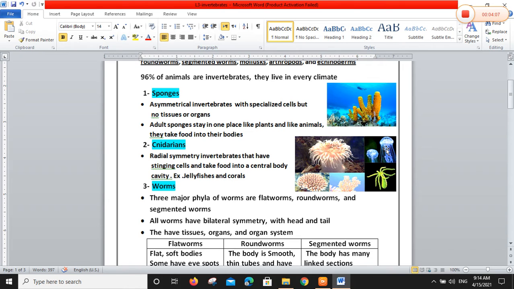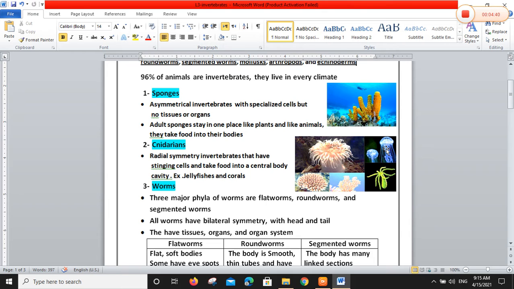Group number 3 is very important: worms. There are 3 major phyla of worms: flatworms, roundworms, and segmented worms. Look at your book, page 150, at the 3 phyla of worms. Number 1, segmented worms. The example in our book is the earthworm.